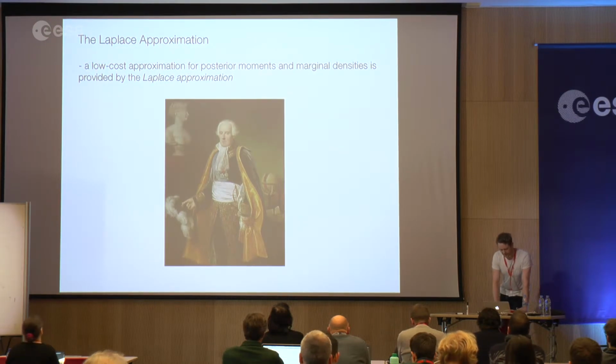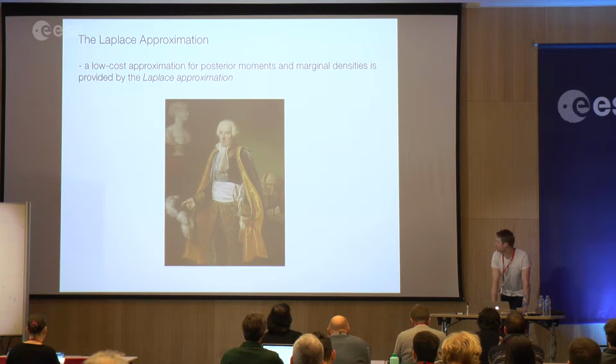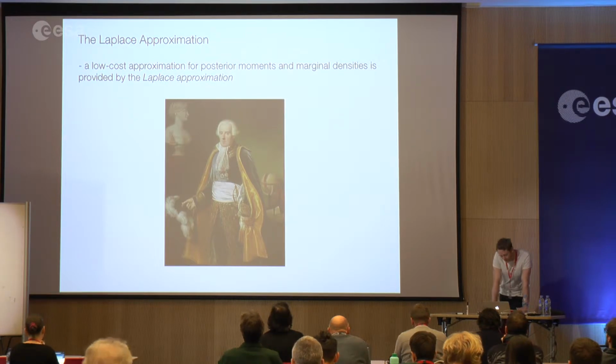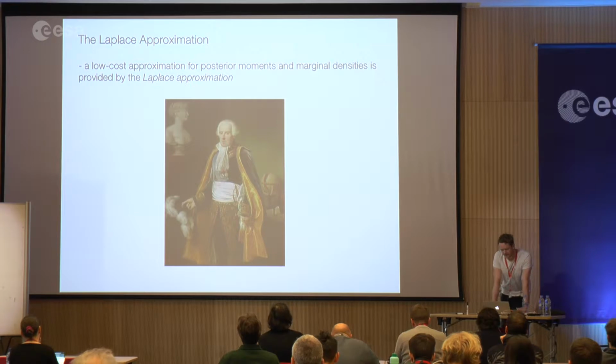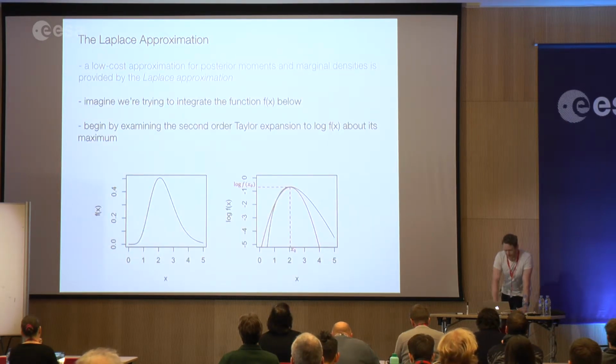So a very low-cost approximation for moments of the posterior and marginal densities. By moments, I mean, for example, the mean or the variance of the posterior. A very low-cost approximation for these is provided by this thing called the Laplace approximation, which literally does date back to Laplace.